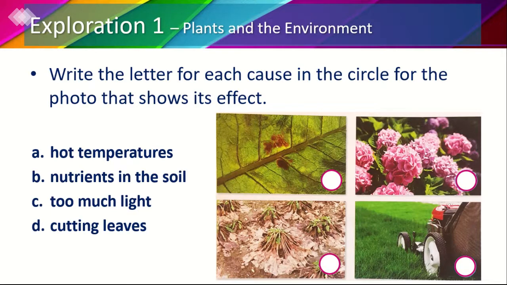Alright, let's discuss the answers. The first picture shows a leaf that is probably burnt, and we said before that too much light can burn the leaves or change their color, so the answer is C. In the second picture, we can see colored flowers. We said before that some nutrients in the soil can affect the colors of the flowers, so the answer is B. The third picture shows plants that are dried out, which would be caused by hot temperatures, so the answer is A. And finally, the last picture shows a lawnmower, which humans use to cut grass, so the answer is D.